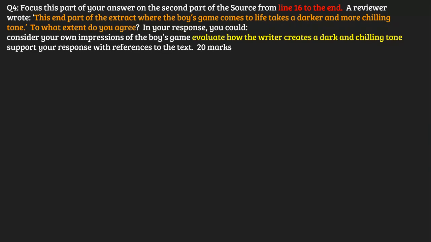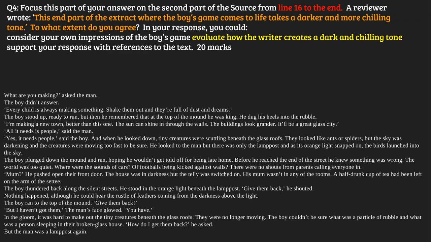So question 4 then: focus this part of your answer on the second part of the source from line 16 to the end. A reviewer wrote, this end part of the extract where the boys' games come to life takes a darker and more chilling tone. To what extent do you agree? In your response, you could consider your own impressions of the boys' game. Evaluate how the writer creates a dark and chilling tone. Support your response with references to the text, and this is worth 20 marks.